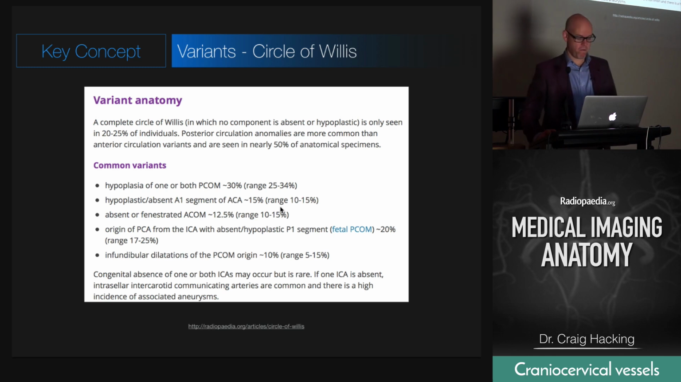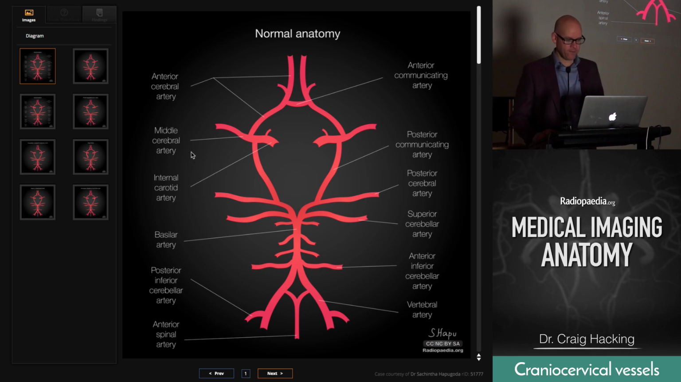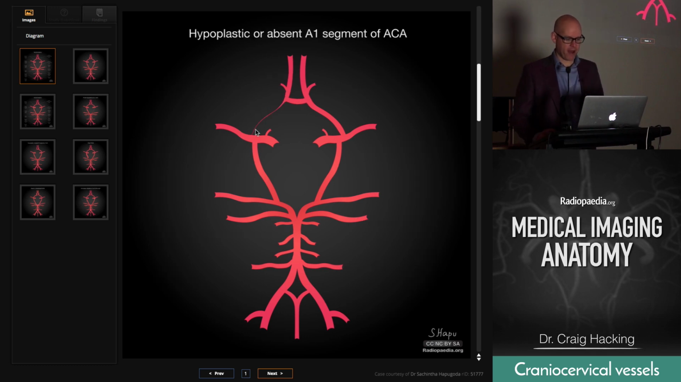Some variants, lots of variants. Only about 25% have a normal complete circle. So three quarters of this room are weird. I know I am. So some of the common variants, we scroll through them. There's our normal one. So our A1 pre-communicating segment might be absent, might be small. If it is, you'd expect a big ACOM to be able to supply the A2 on that side. PCOM might be hyperplastic or even absent. Our ACOM, I showed you a case of that already, a fenestrated ACOM or even absent ACOM.